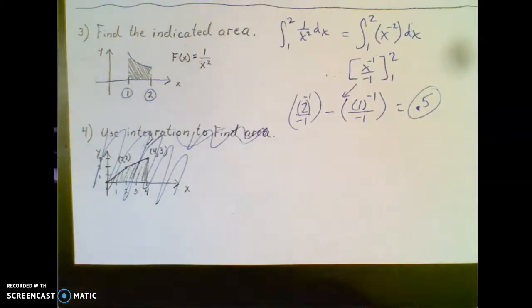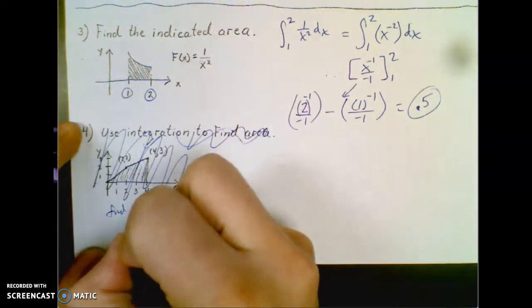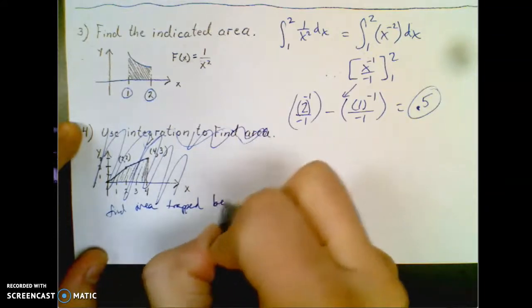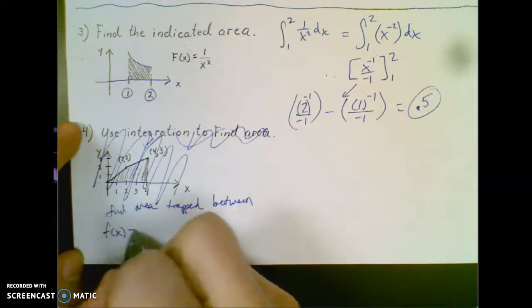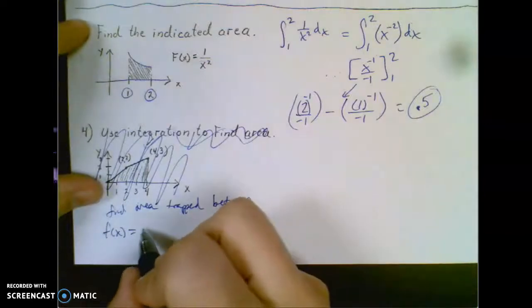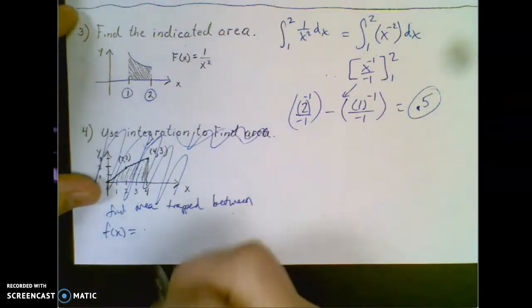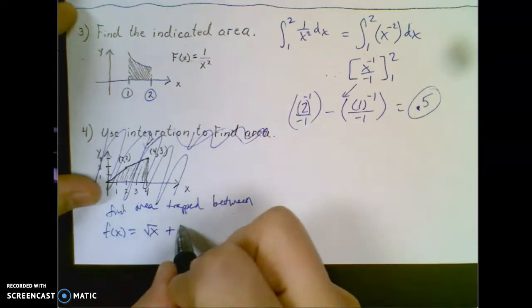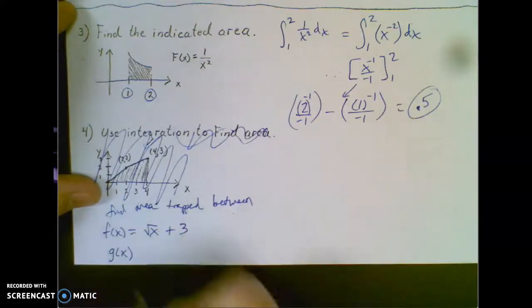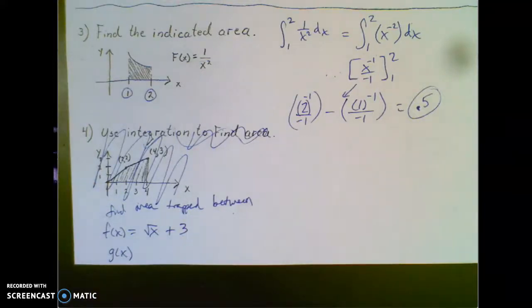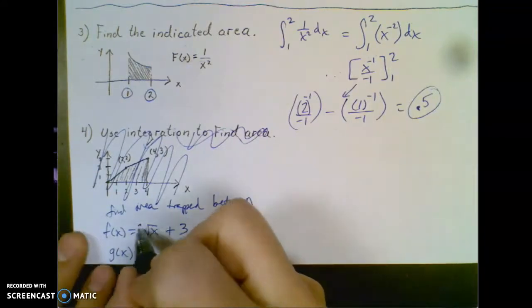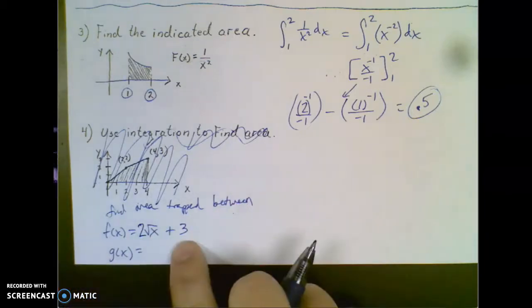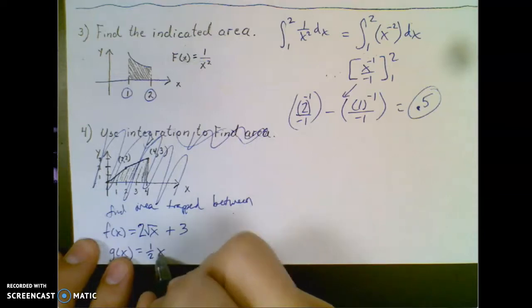Because 6.1 actually had area trapped between curves. So I'm going to say find the area trapped between, let's get two curves. Let's say f of x is radical x plus 3, and g of x is going to be, let's see, hold on, let me come up with a good equation. Okay, I changed it a little bit. I'm going to change that to a 2 in front of here. 2 radical x plus 3. And then I'm going to make this 1/2 x plus 4.